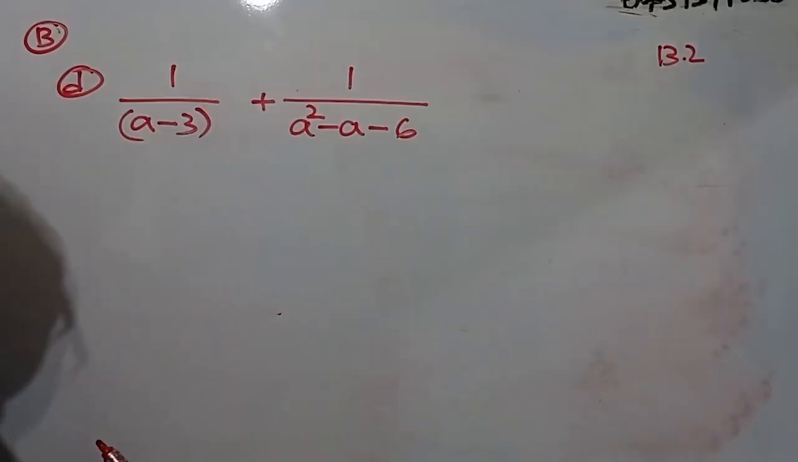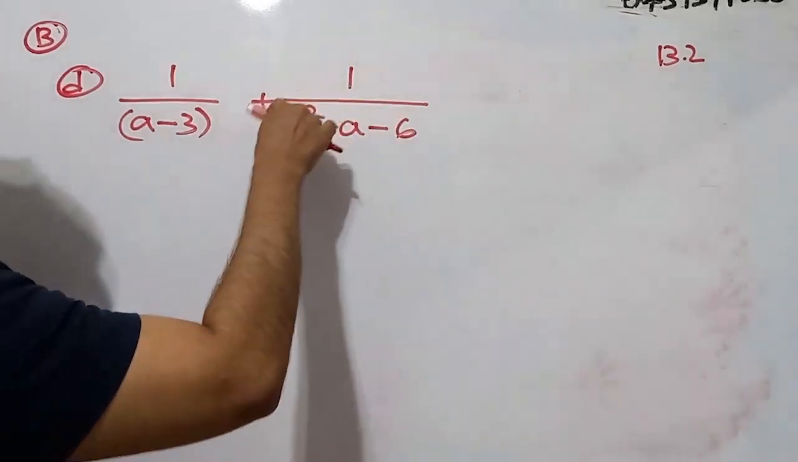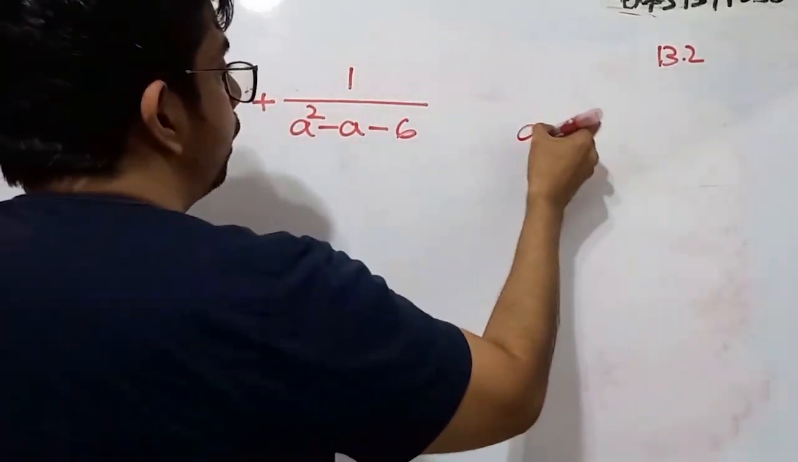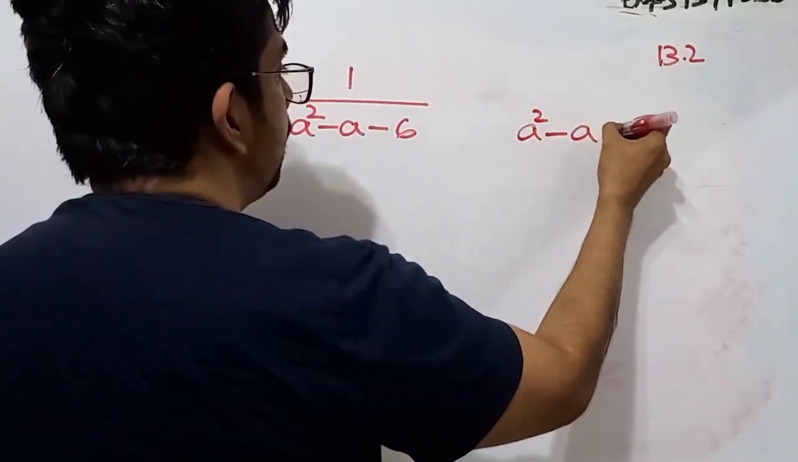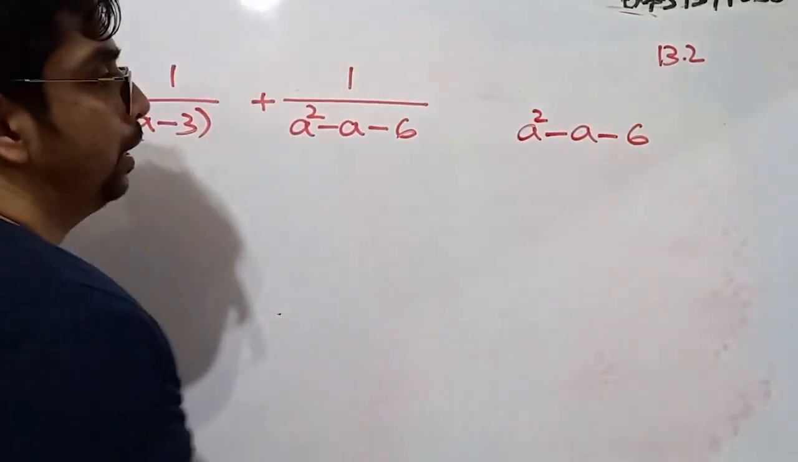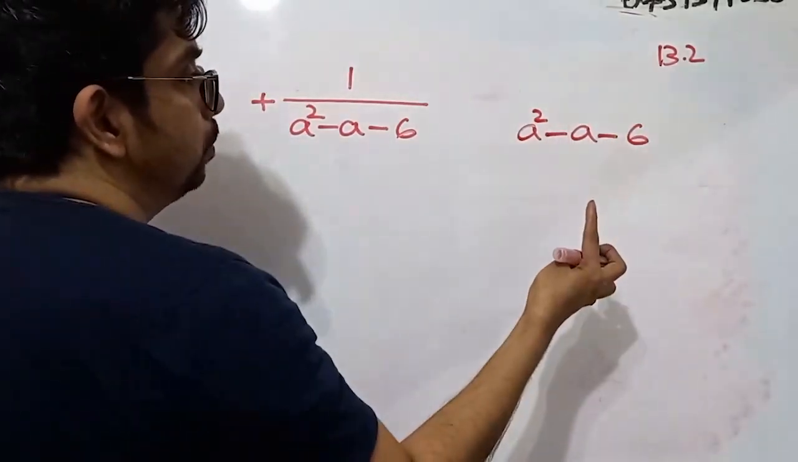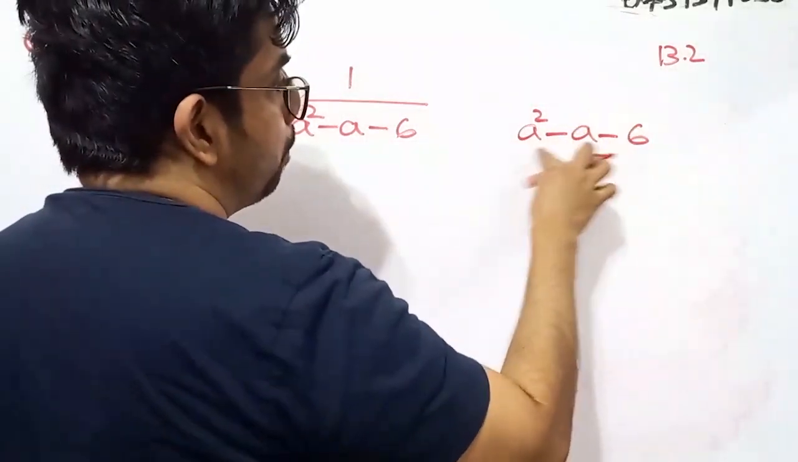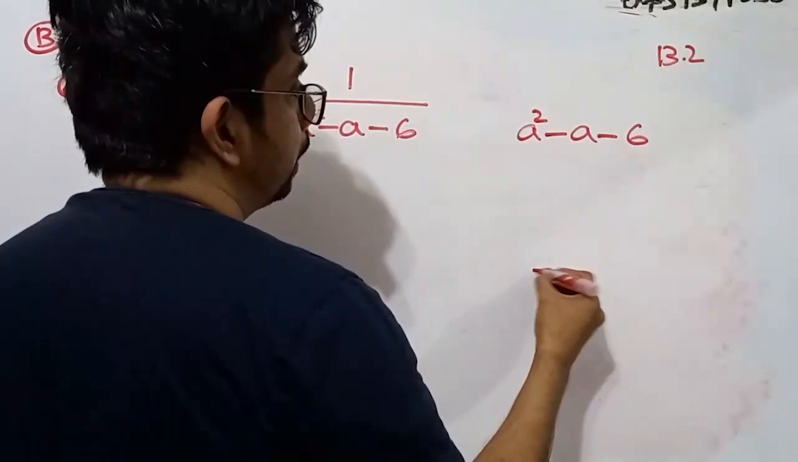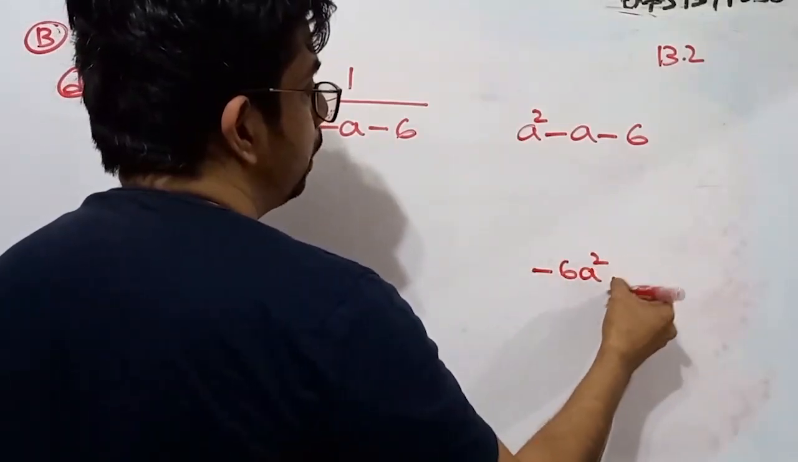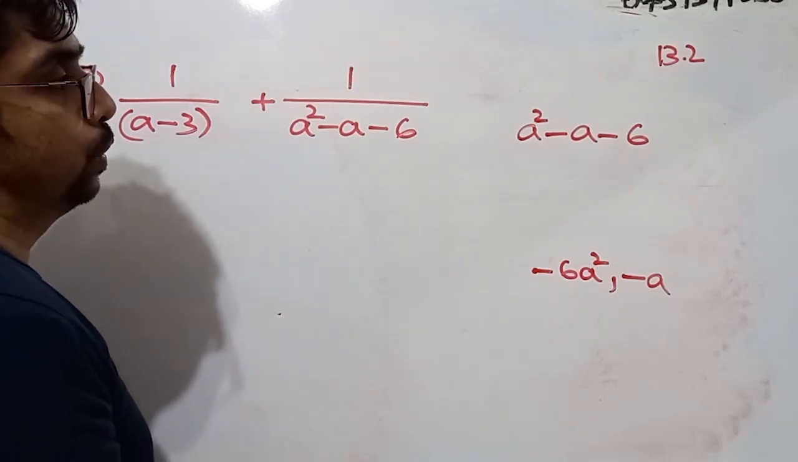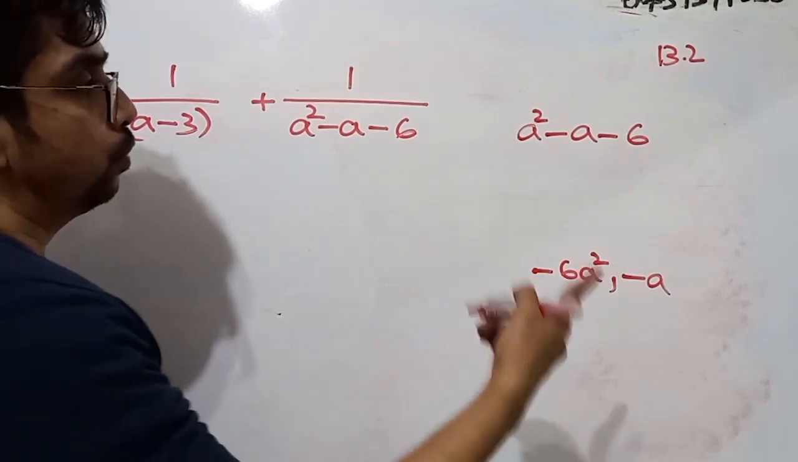Okay. So here what do we have to do? First of all, we will try to factorize this expression. Okay. So we have a squared minus a minus 6. Okay. So here minus, no? So when we multiply these two terms together, what do we get? Negative 6a squared. What is the middle term? Negative a, right? So that means 3 into 2.